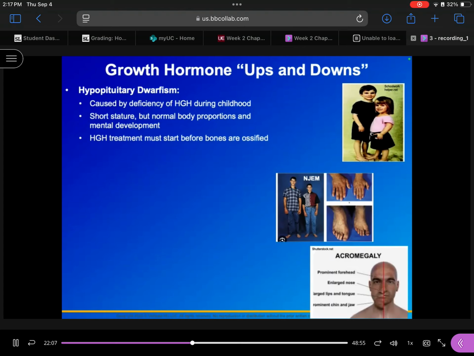So yeah, anyway. Okay, so HGH treatment, as we talked about, I knew a student that had done it.